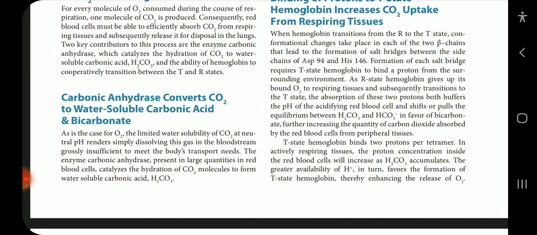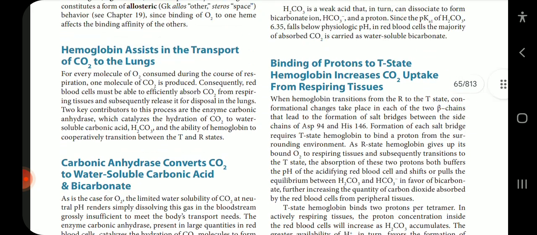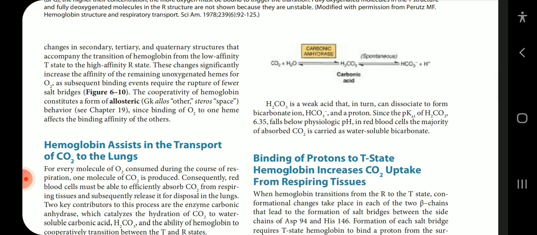Carbonic anhydrase converts CO2 to water-soluble carbonic acid and bicarbonate. As is the case for O2, the limited water solubility of CO2 at neutral pH renders simply dissolving this gas in the bloodstream grossly insufficient to meet the body's transport needs. The enzyme carbonic anhydrase, present in large quantities in red blood cells, catalyzes the hydration of CO2 molecules to form water-soluble carbonic acid, H2CO3. H2CO3 is a weak acid that in turn can dissociate to form bicarbonate ion, HCO3-, and a proton. Since the pKa1 of H2CO3, 6.35, falls below the physiologic pH in the red blood cells, the majority of absorbed CO2 is carried as water-soluble bicarbonate.